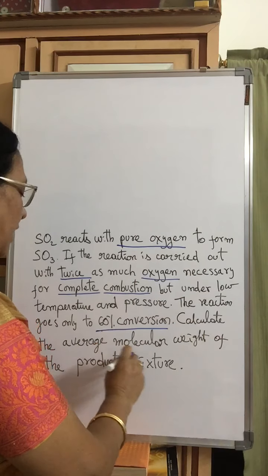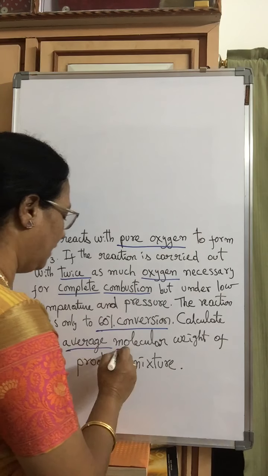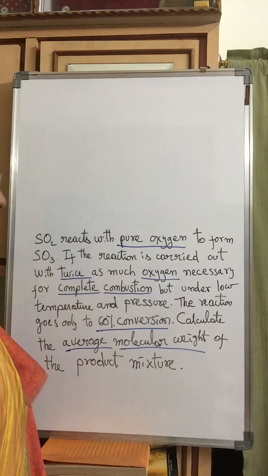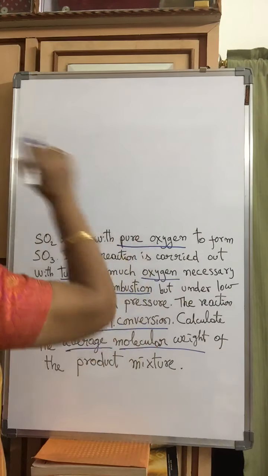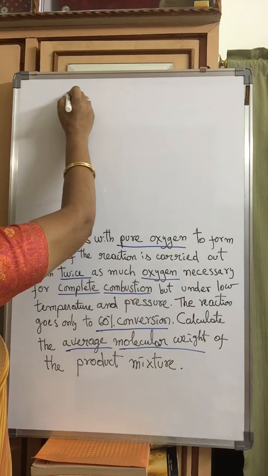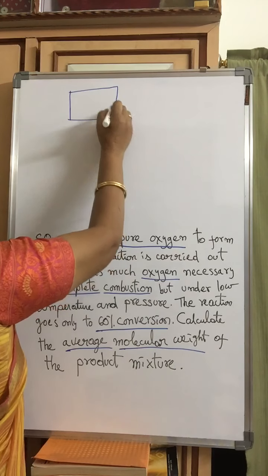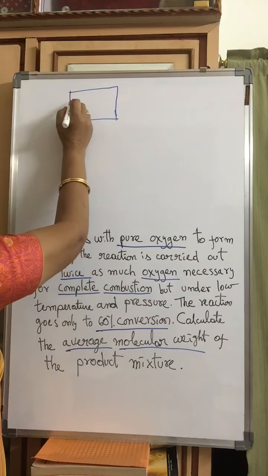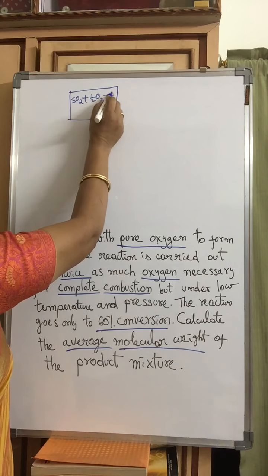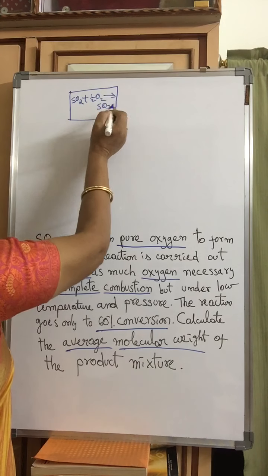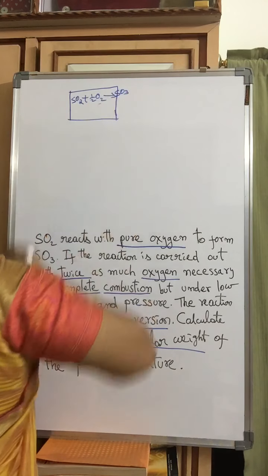So calculate the average molecular weight of the product mixture. Here the question is what? Average molecular weight. First, shall we start the block diagram? Here this is the reaction. SO2 reacts with pure oxygen. SO2 plus half O2 gives SO3. This is the reaction.